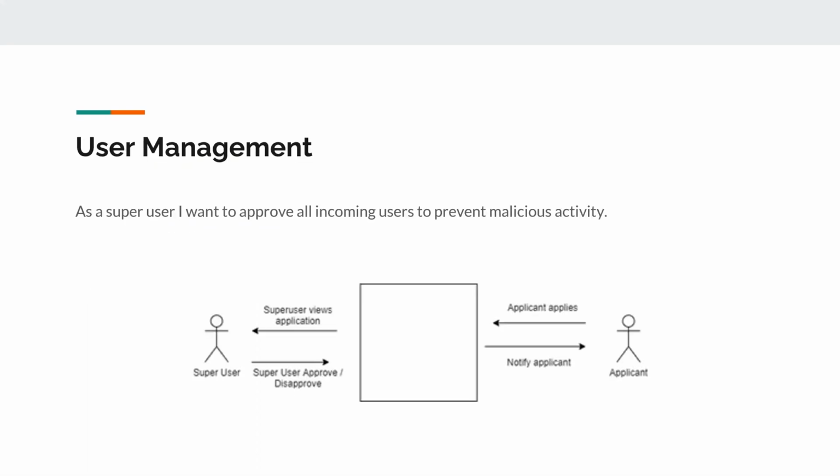So in terms of user management, as a super user, we want to be able to approve incoming users to prevent bad actors from gaining access to our website. Since there's going to be sensitive information stored on this website, we wanted to make sure it was secure. So we came up with a process where new users can apply to be part of the system, and a super user can approve or not approve of the new user.